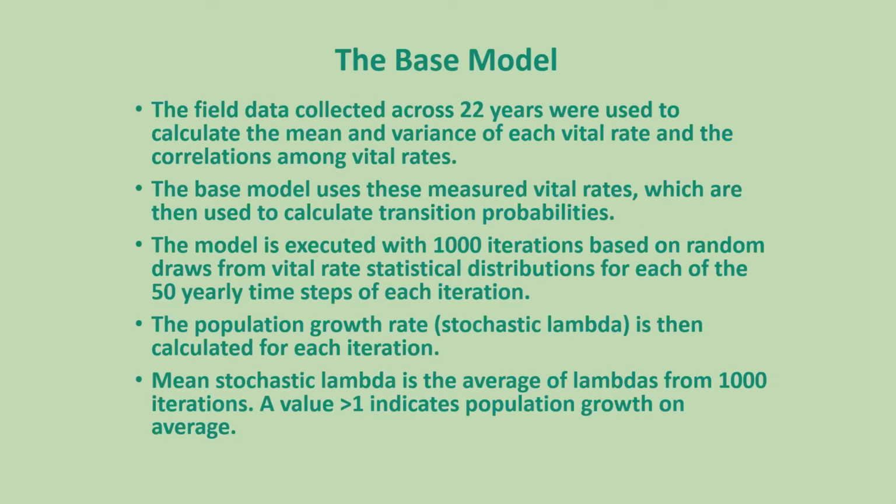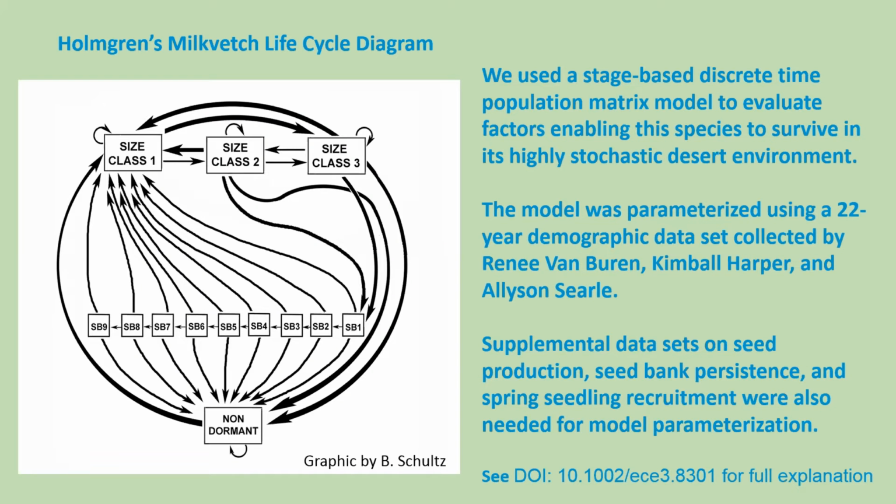So we built a base model, and the base model was built on our best estimates. Okay, this is called a life cycle diagram, and the arrows connect the stages, and each stage is a condition a plant can be in a given year. It can be in one of 3 size classes, or it can be in the seed bank and have been there for various numbers of years, okay? Or it can be sitting in the soil non-dormant. Those are the stages.